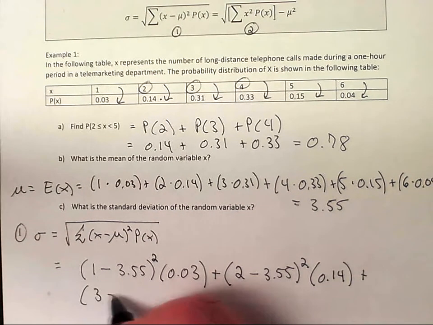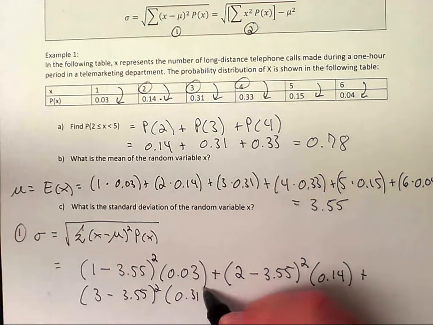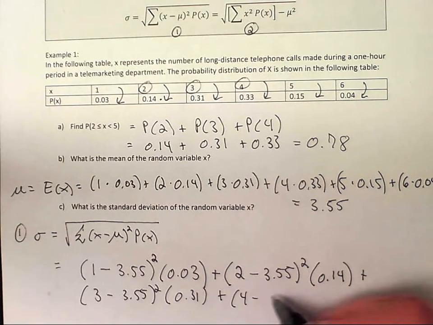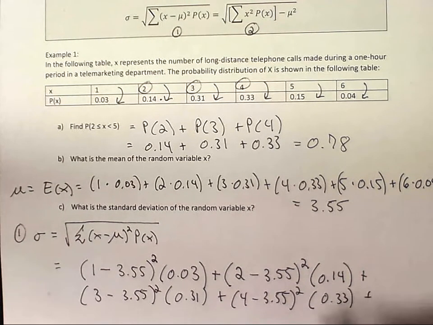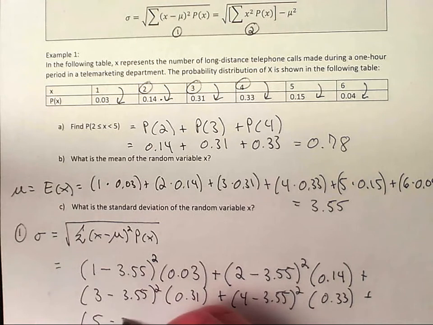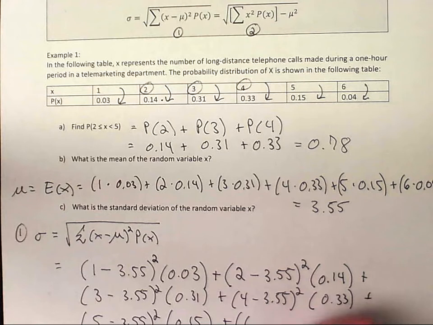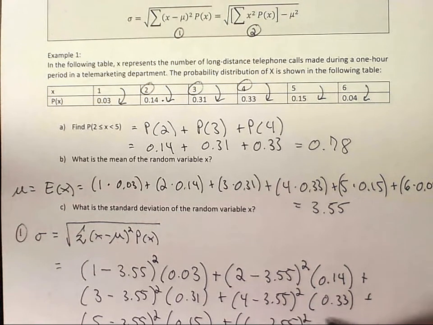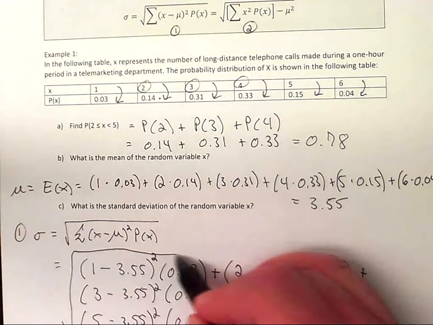Then I'm going to take the third x value, subtract the mean from it, square it, and multiply it by its probability, plus the fourth x value minus the mean, squared, times its probability. Fifth x value minus the mean, squared, times its probability. And then the sixth x value minus the mean, squared, times its probability. Am I done here? What do I still have to do? Add them all up, but what am I still missing here? Square root. I have to take the square root of all of these things, right?